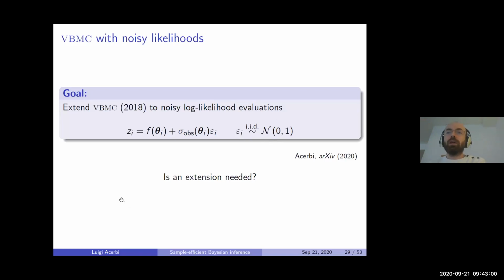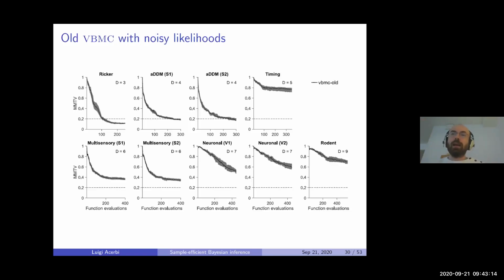And of course, you can wonder, why do we need to extend this work? Can't we just use GPs, tell the GPs that the observations are noisy and get away with it, and automatically have everything that we did so far work also in the case with noise? And if we do that, it turns out it doesn't work.